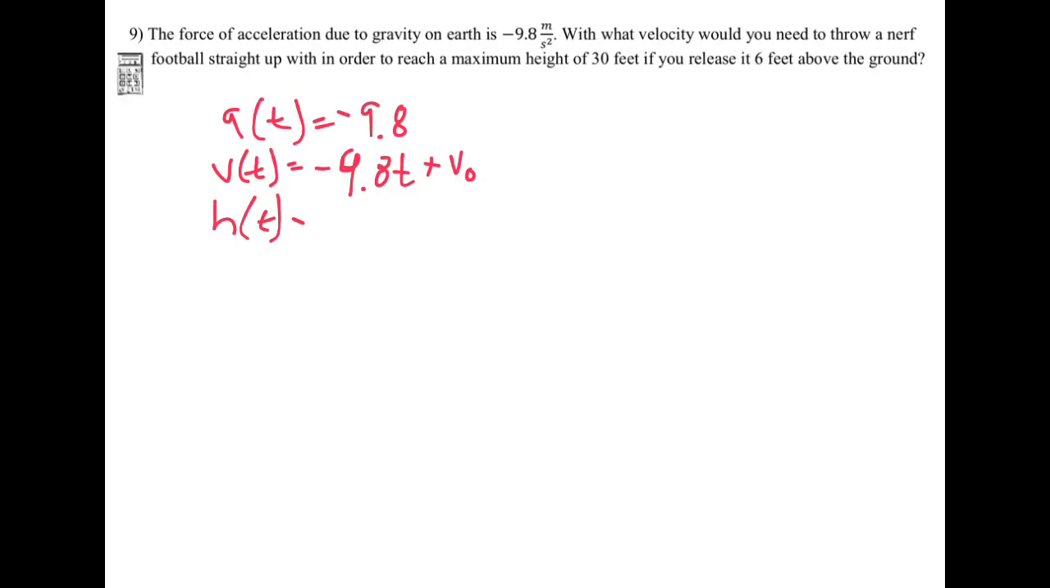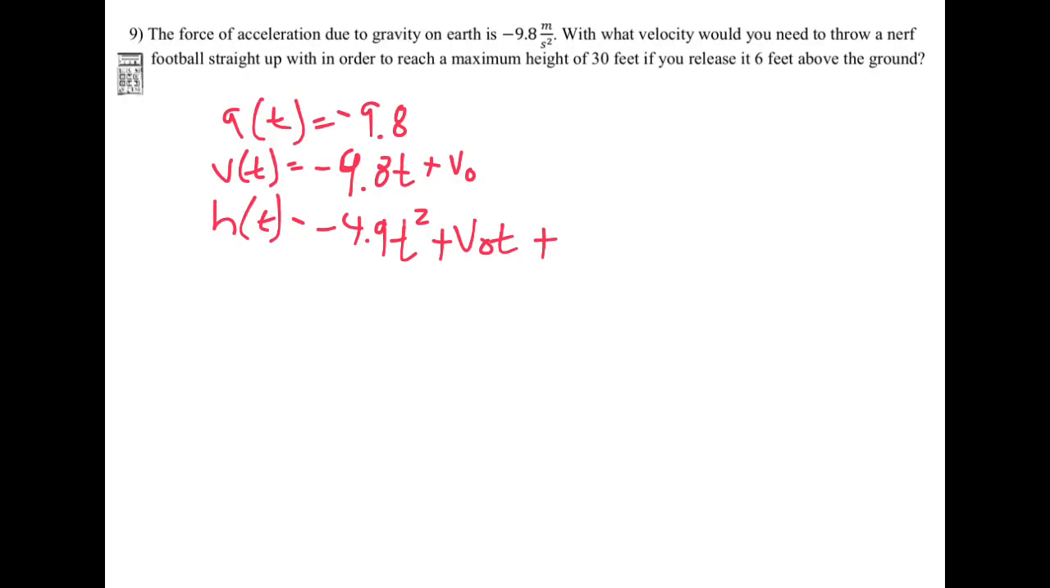Alright, last problem here. The acceleration due to gravity on Earth is negative 9.8 meters per second squared, so a of t equals negative 9.8. Let's integrate that to get v of t, our velocity function, which is negative 9.8 t plus v naught. And our height function, h of t, equals negative 4.9 t squared plus v naught t plus h naught.